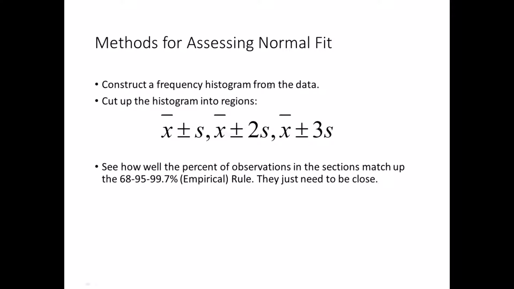But for right now, you would get your data set and you would create a frequency histogram for it, and then you would chop it up. You'd find the sample mean, add and subtract a standard deviation, that's a first cut, then take the same mean and add and subtract two standard deviations, 2 times the standard deviation, that'd be your second cut, and then the same thing for plus or minus 3 standard deviations. Figure out the percent of observations in each section and see if they match up to the empirical rule. If they do, then you've got basically a set of data that can be modeled normally.